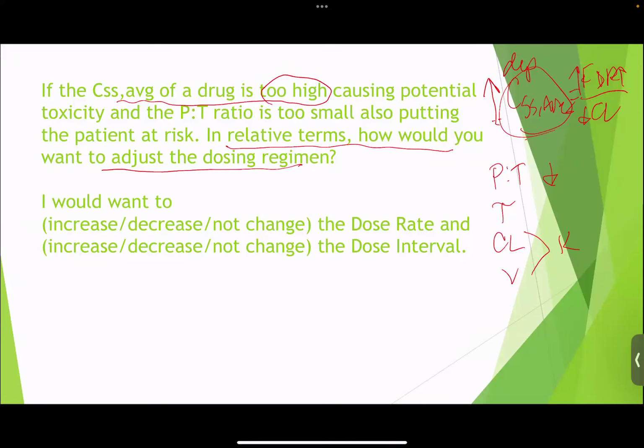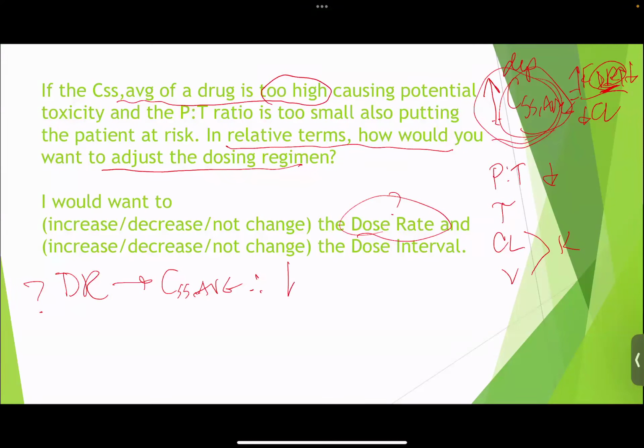In relative terms, how would you adjust the dosing regimen? Well, the first thing you ask is, do I want to change my dose rate? How do I decide if I want to make a dose rate change? I look at my CSS average. What do we know? The CSS average is too high. Therefore, what do we control in this situation? We control the dose rate. So what are we going to do? We're going to decrease the dose rate.